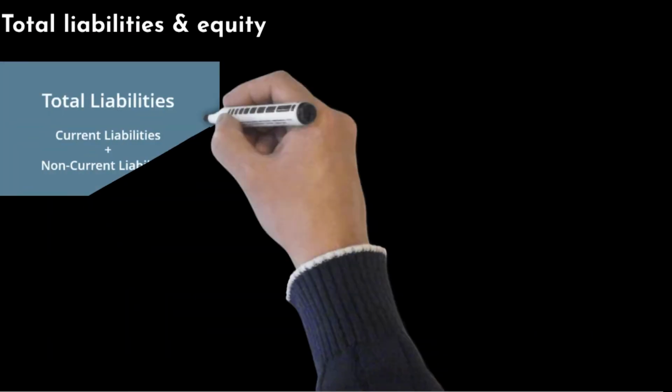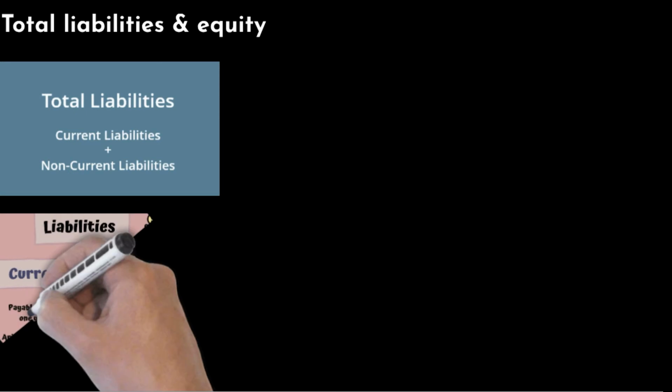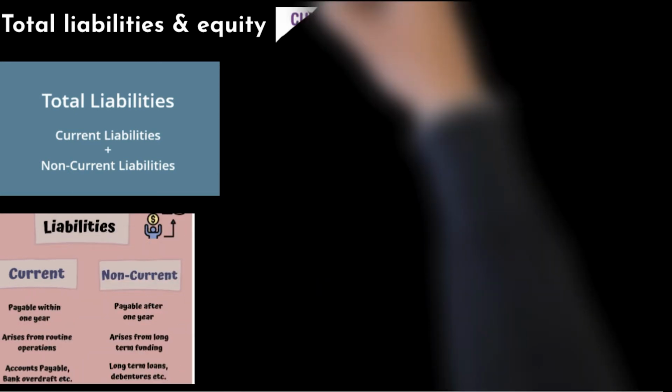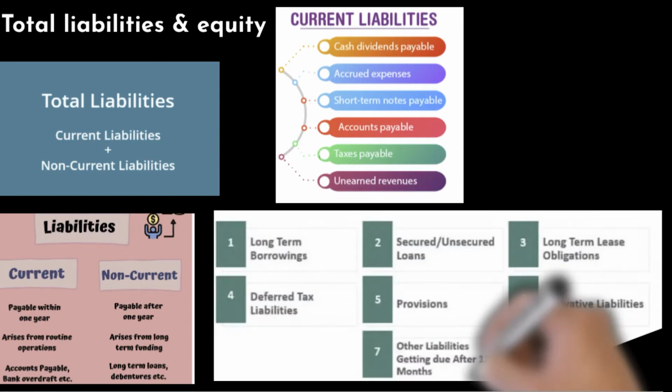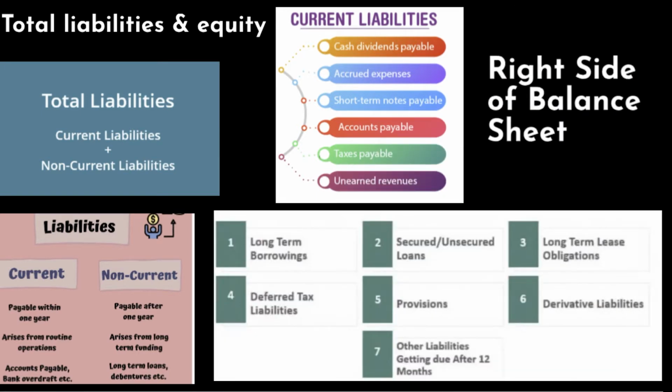Now, let's look at liabilities. Like assets, there are current and non-current liabilities. Current liabilities are payable within a year and arise from routine operations, like accounts payable and bank overdraft. Non-current liabilities are payable after a year and arise from long-term funding, like long-term loans. More examples of current liabilities would be cash dividend payable, accrued expenses, short-term notes payable, accounts payable, tax payable, unearned revenues. Long-term would be long-term borrowing, deferred tax liabilities, secured and unsecured loans, provisions.